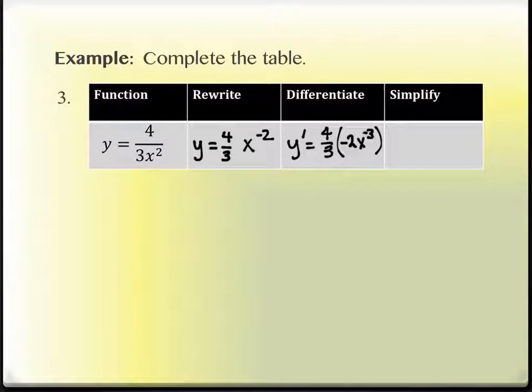Okay? So those are the 2 things that we have to do to actually simplify or clean this problem up. So we're going to take the negative 2 times the 4/3. So that's going to give me negative 8/3, right? And then the x to the negative 3, how do I get that to have a positive exponent again? I put it back into the denominator, and what will its exponent then be? 3.